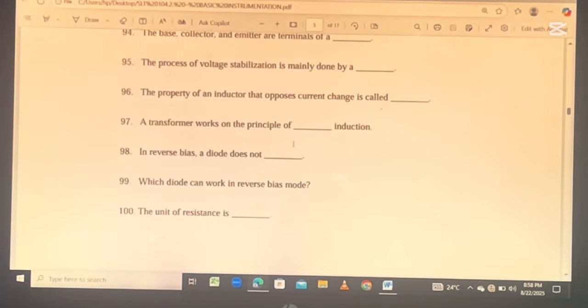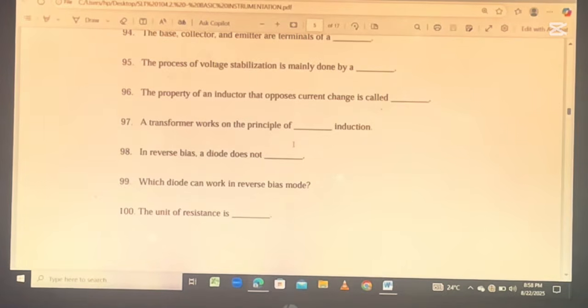Now in reverse bias, a diode does not conduct. So a diode does not allow any form of current when it is in its reverse bias form. Now which diode can work in reverse bias mode? That diode is known as a Zener diode, but it is not there to allow current to flow in one direction, it's just there to regulate the voltage. Now the unit of resistance, we talked about it before, it is of course ohms.